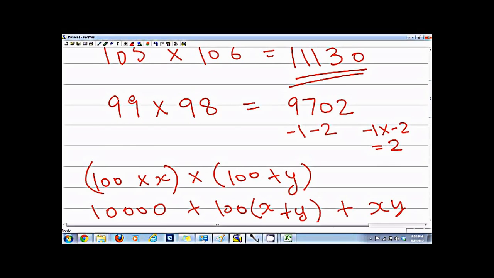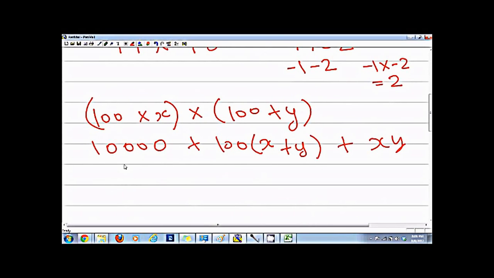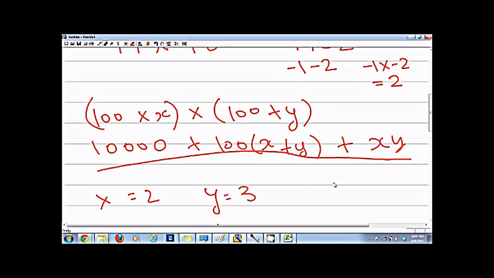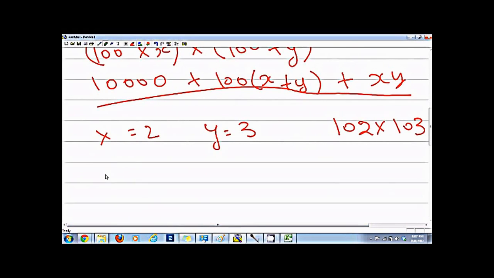If you look closely at this equation, my trick was very similar to it. I was adding two numbers together and then multiplying two numbers together. However, when I add the numbers together, I add them on the hundredth place, and when I multiply them together, I add them on the first place. So if x is equal to 2 and y is equal to 3, because I want to multiply 102 and 103, then in this case we will have 10,000 plus 500 plus 6.